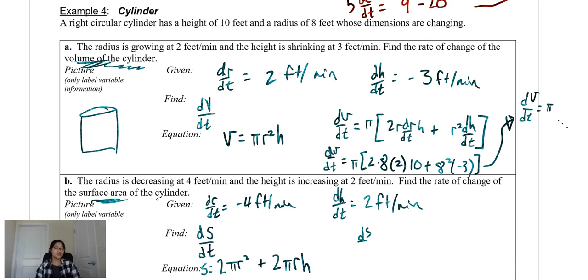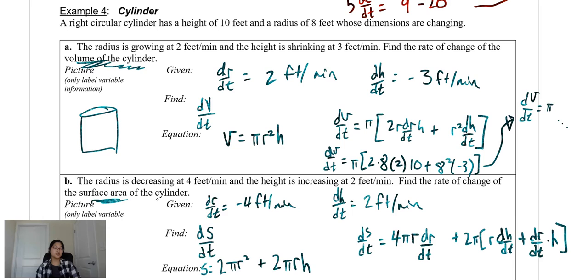So dS/dt is just, what, 4 pi r dr/dt, because the radius is changing with respect to time, plus, and now we product rule, 2 pi times r dh/dt plus dr/dt times h. Plug in what you know, figure it out.